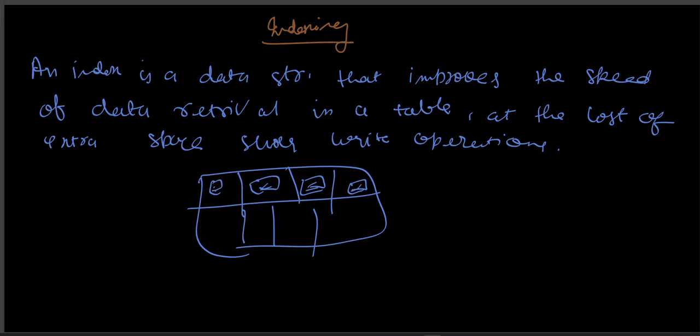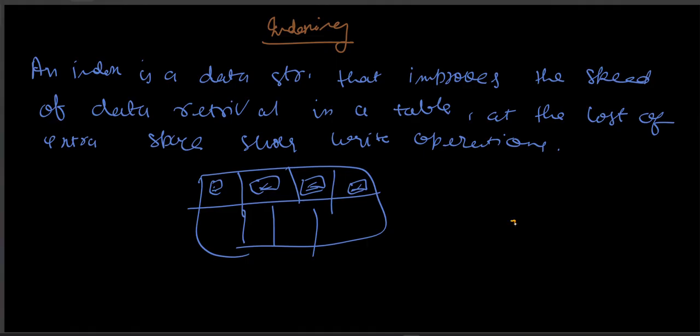So let's see the types of indexing. Generally there are five types. The first one is the primary index. It is automatically created on the primary key. So when you are writing a constraint like primary key, so wait a minute.